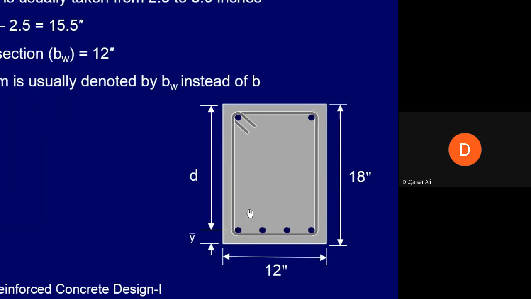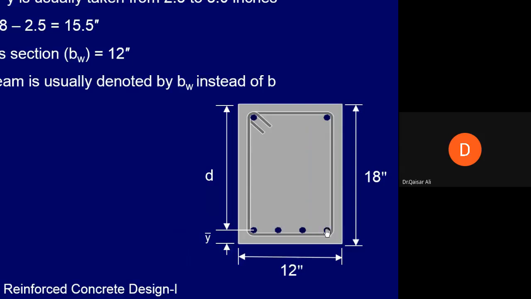Okay, so let's say we use a number 6 bar here. So this will be 1.5 inch plus 3/8 inch, and then 6/8, which is 3/4, and half of 3/4. So this will be equal to how much? You should calculate this. If this bar diameter is 3/4 inch, then what should y bar be equal to? You calculate it yourself and tell me.